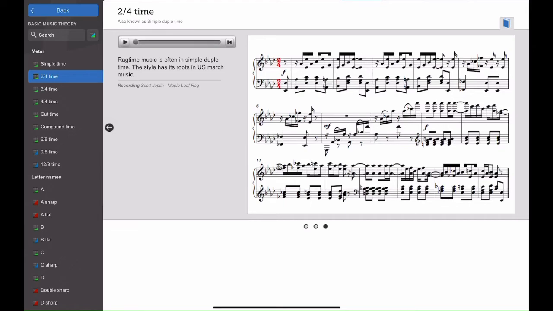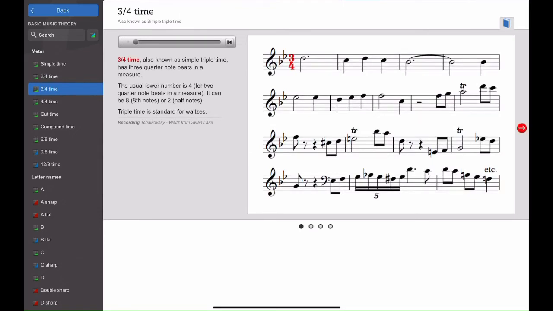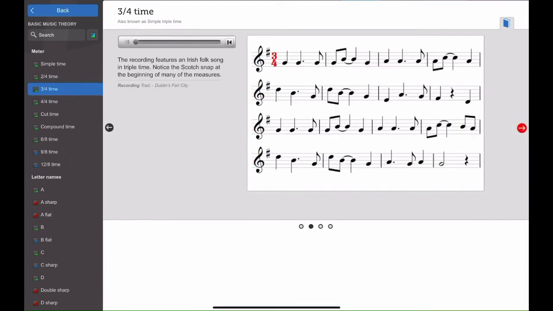That's great. My cat is getting excited with all this music around. So now let's move to 3/4. 3/4 time is known as simple triple time. A lot of dance music is composed in 3/4.